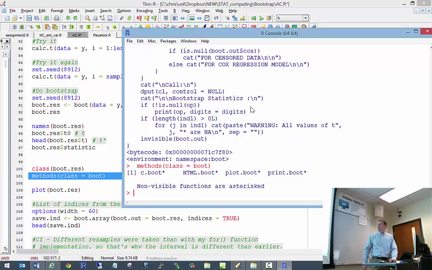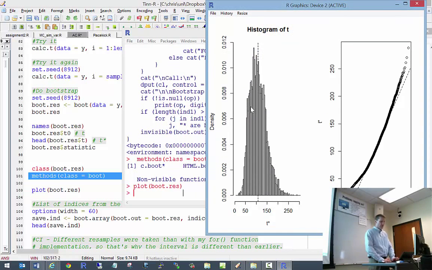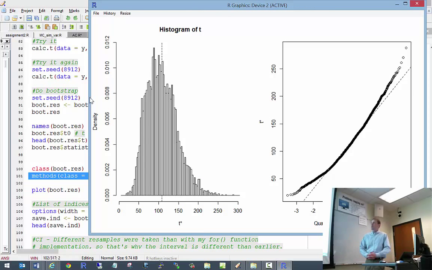So another method function is the plot function. If I do plot(boot.res), so I use boot.res, meaning boot results, bootstrap results. I just often use that by default. What the plot.boot method function does is give you plots. On the left we have a histogram. The dashed vertical line corresponds to the observed value of t.